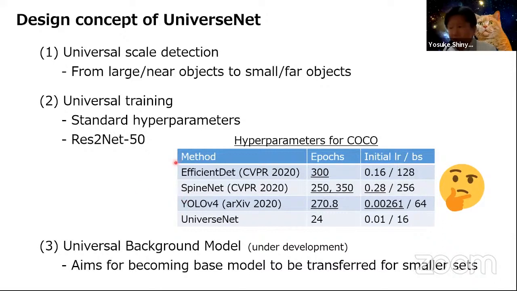In relation to the second challenge, I aim to build a universal backbone model. That is a base model to be transferred to small subsets of other datasets. The third concept is under development.